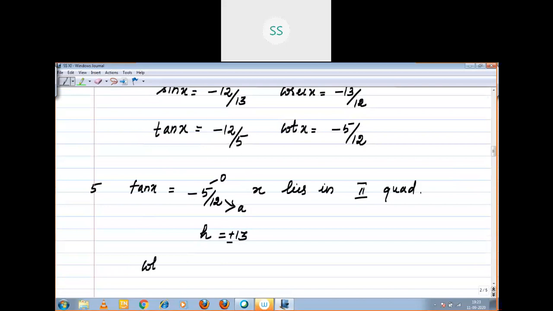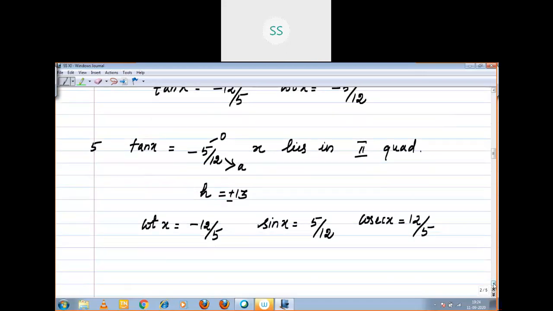Right. Now, what is cot x? Cot x equal to minus 12 by 5. Write the reciprocal of the function. The remaining functions, which are positive? Sin and cosecant alone are positive. Sin x equal to, what is it? Opposite by hypotenuse, 5 by 13. Then cosecant, write it as a reciprocal, 13 by 5. Next, what is cos? Adjacent by hypotenuse.